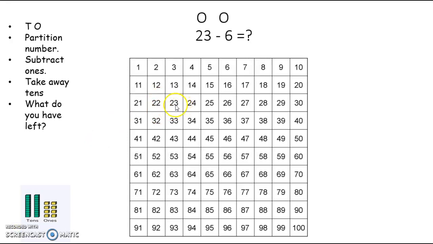Next one we have 23 take away 6. So we look at 23. At 23 we're doing jumps of 1 again. We're not taking away any 10s because there aren't any. So we're at 23, so we do 1, 2. Now when we get to 21, we go backwards to 20, so that is 3, 4, 5, 6. We've landed on number 17, so 23 take away 6 is 17.